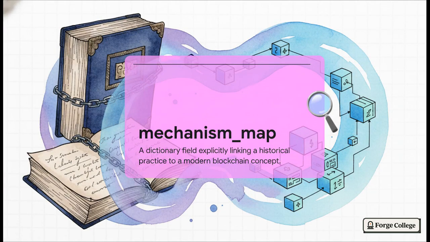Within all that code, the absolute most vital piece is the mechanism map. This is a dictionary field that's explicitly linking a historical practice, like those chained digests from 1991 we talked about earlier, directly to a modern concept, like blockchain block linking. This specific mapping function basically acts as the ultimate glue between the past and the present in your code. It's the exact spot where you formally declare, hey, this old idea is the direct ancestor of this new technology.